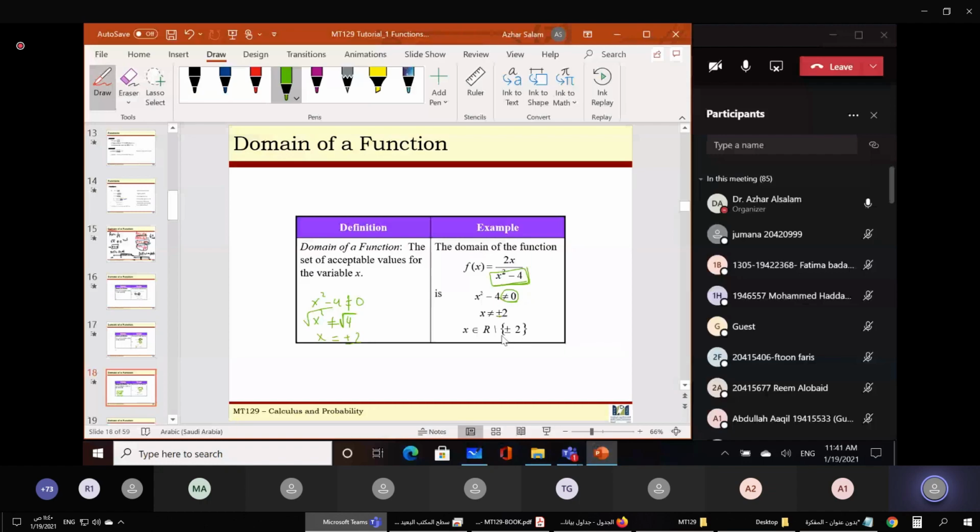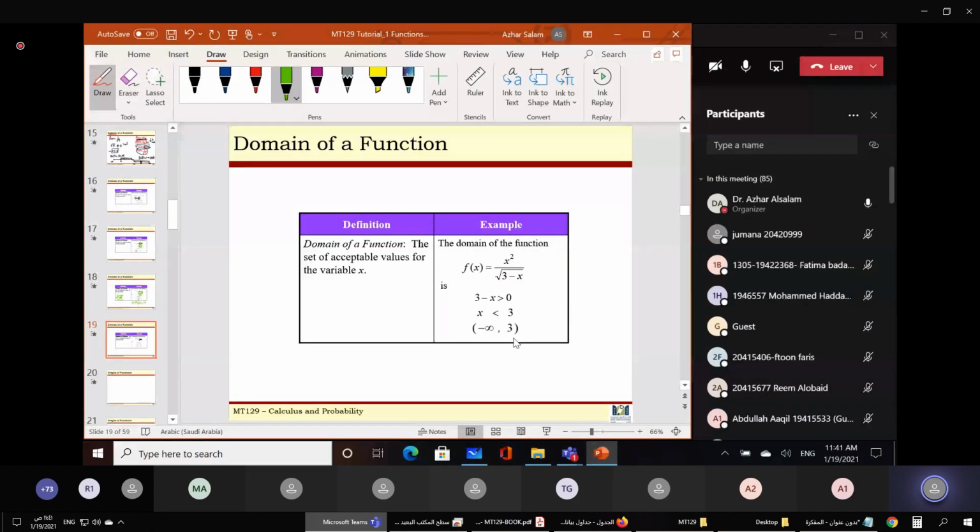And I can write it like that. The domain is R minus, not here, this is a slash, or you can write actually a regular minus, okay? Minus plus or minus 2, plus 2 and minus 2. You can write it like that or like that. Okay?